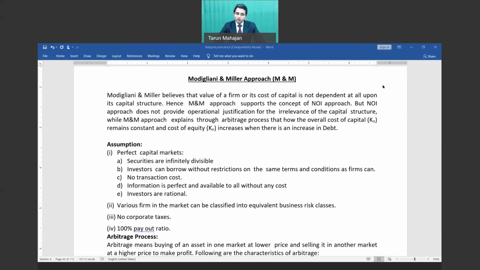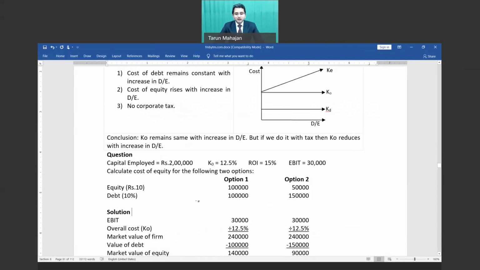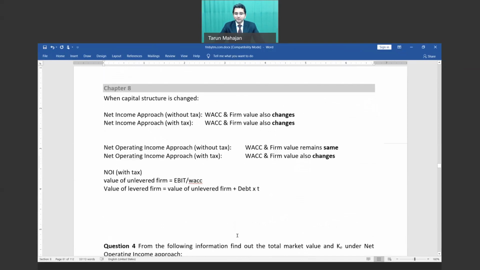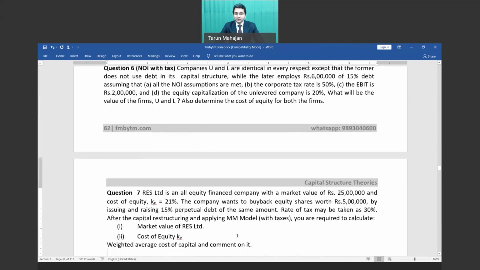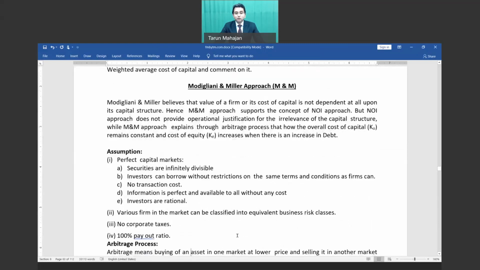Ghazal is asking, can you solve a question on NI and NOI? Ghazal, I have already shown you a numerical on NI and NOI. Yes, I have solved it. This is how you solve the NOI question. You start with EBIT divided by overall cost of capital. You arrive at market value of firm, then deduct market value of debt to arrive at market value of equity, and then you calculate cost of equity, full stop. We solved it, don't worry. And now we will solve it for Modigliani and Miller approach also. You know, time is limited and the syllabus is huge. So we cannot have more than one numerical, and sometimes we'll just have to go through concepts.